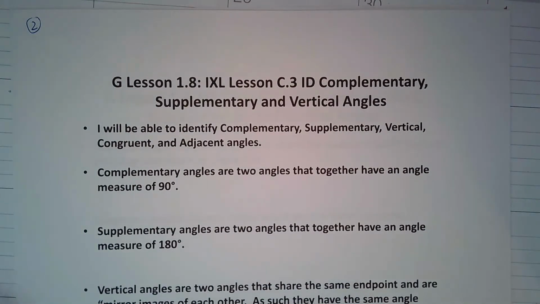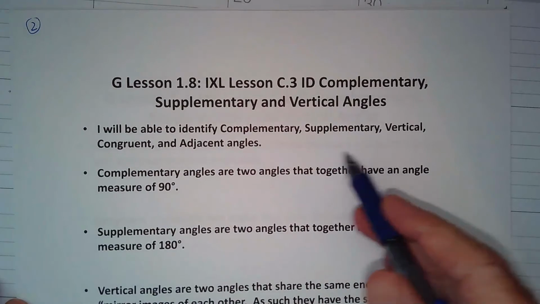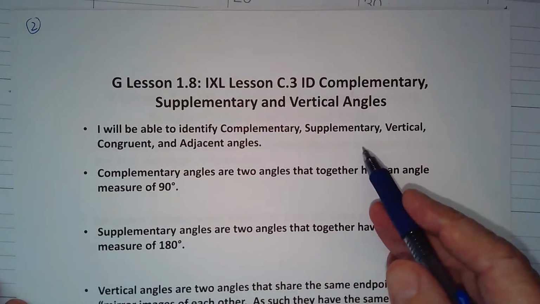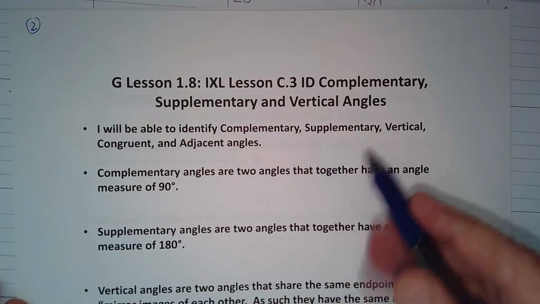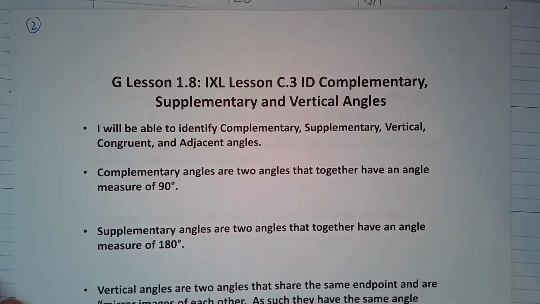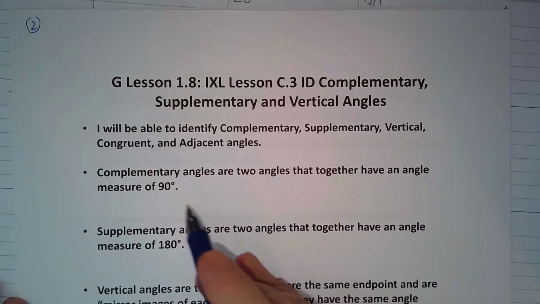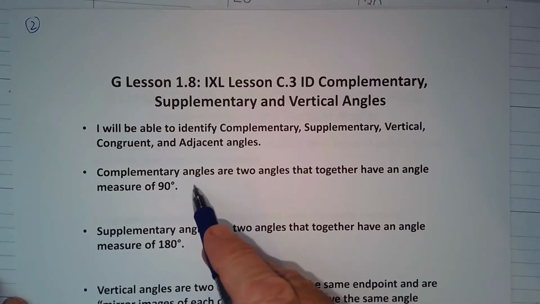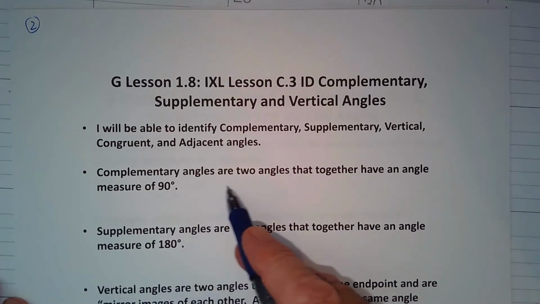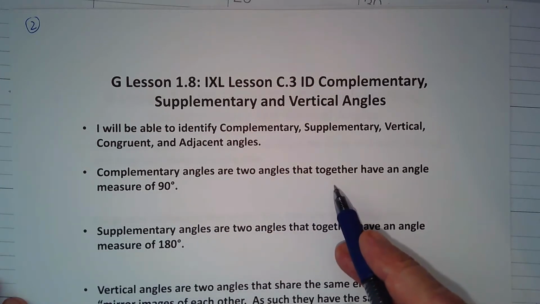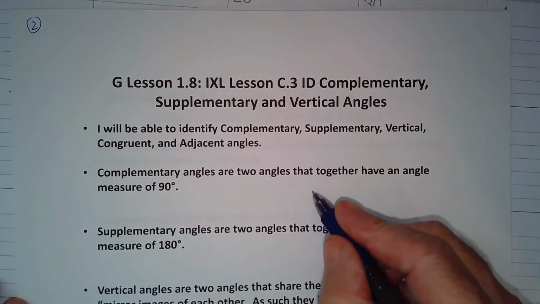Okay, so what you're going to do here is you'll be able to identify complementary, supplementary, vertical, congruent, and adjacent angles when you are done with this and with the IXL work that you're going to do. And these are some brief definitions. Complementary angles are two angles that together have an angle measure of 90 degrees.